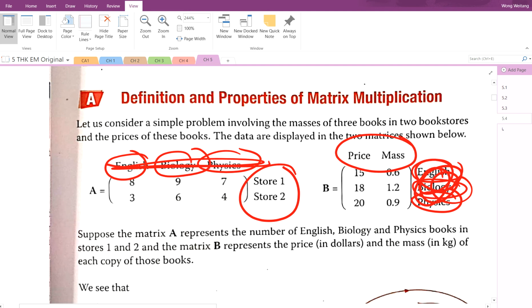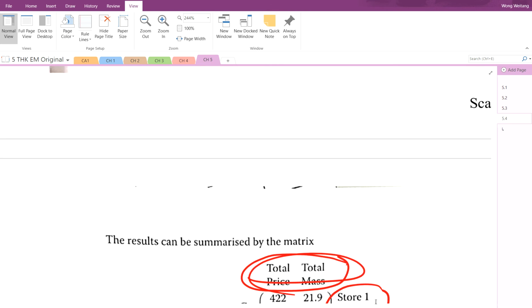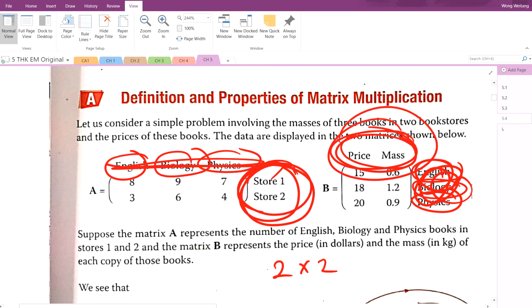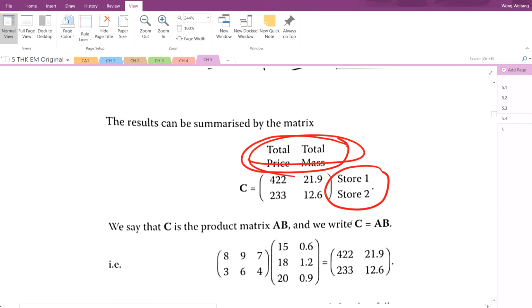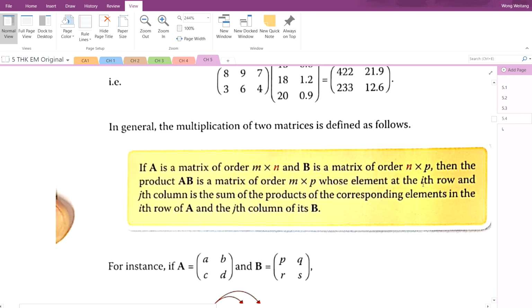Okay? And take note, your resulting matrix will be 2 by 2. 2 rows and 2 columns. Corresponding to 2 rows over here and 2 columns. Price and mass are found over here. Then store 1, store 2 are found in my first matrix. This is the key to answering the final question of matrix, which will be interpret the result. You will need to use this information to answer that last 1 mark question. Always will come out.